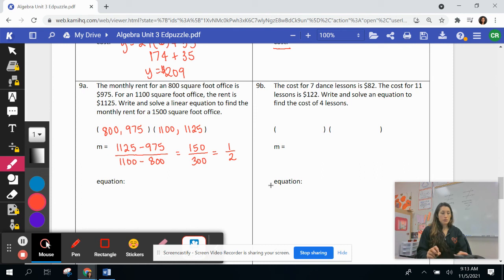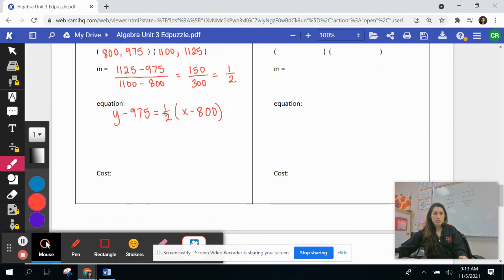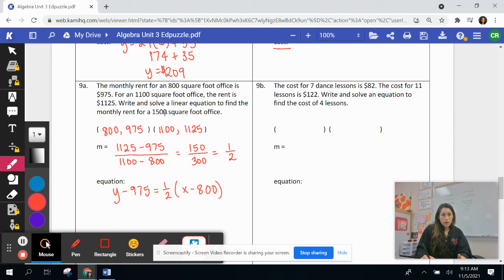Now for this one, it doesn't specify what type of equation, so I'm just going to put this equation in point slope. This is y minus y1. I'll pick this first coordinate. So y minus the 975, y1, equals our slope, m, 1/2, x minus x1, that's the 800. Okay, so that's point slope. If you want to, you can convert that to slope intercept. And what we're trying to solve for is 1,500 square feet of office. It actually might be easier if we convert it. I'm going to go ahead and do that.